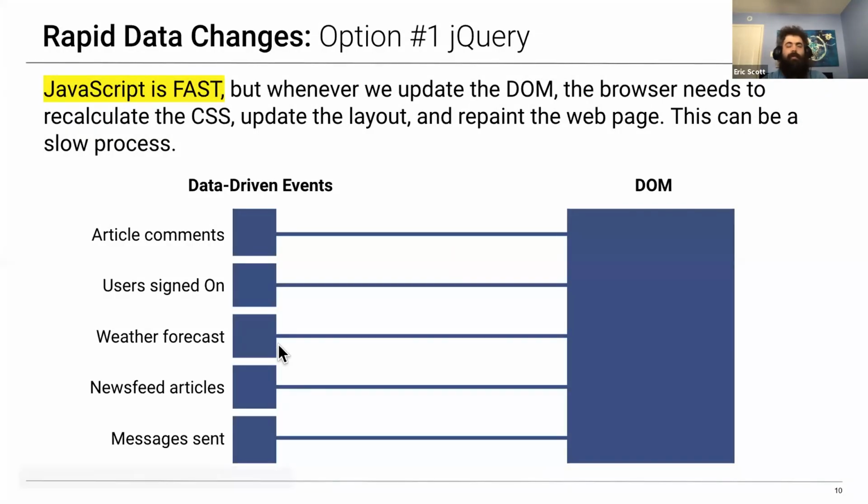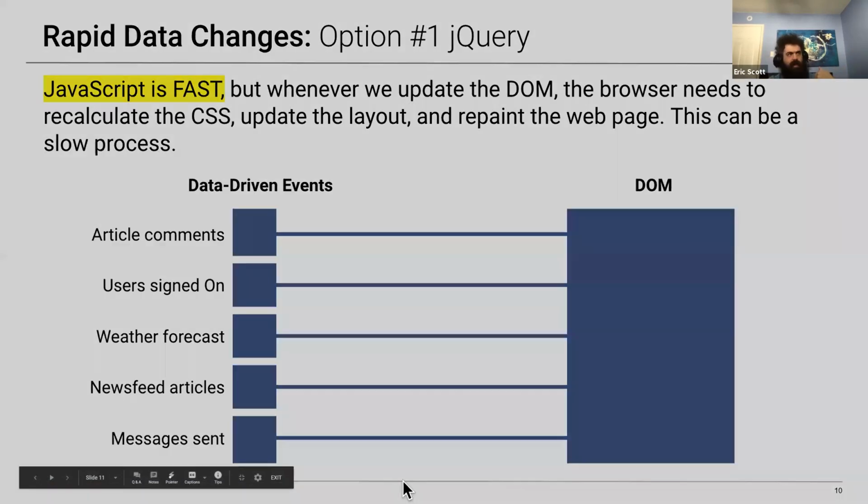Now, JavaScript is fast, but if we tried to just redraw the whole DOM every time, that would be really slow. This can be a really slow process because there's a lot of stuff involved with drawing out the whole page. There's recalculating the CSS by itself, and then there's just drawing it on the page. Or if we had to reload an image, that can take a while. So if we said, hey, we need to update the DOM based off of these article comments when the user signs on, a new weather forecast gets updated, there's new articles in our news feed, some message gets sent, that could take a while.